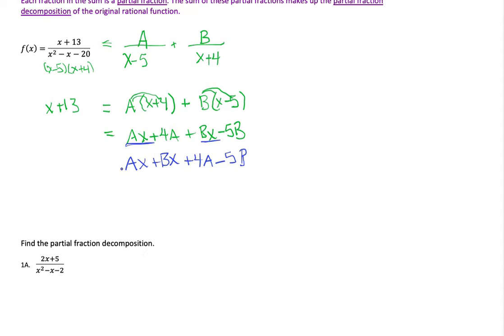If I take this group right here, I did this on purpose because I can factor out an x from that group, which I will do. If I factor out an x, I'm left with A plus B. Over here, there's nothing common, I can't factor anything out, so I'm just going to write it as 4A minus 5B. Since this is all just constants, this one has the variable.